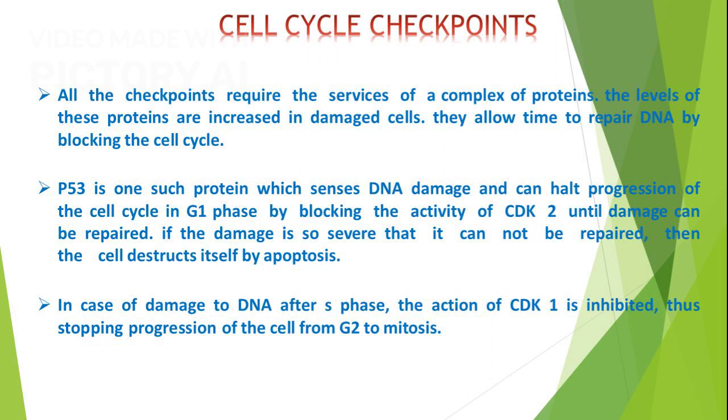Checkpoints rely on proteins like p53, which senses DNA damage and halts the cycle for repair. If damage is irreparable, the cell undergoes apoptosis, preventing faulty cell division.